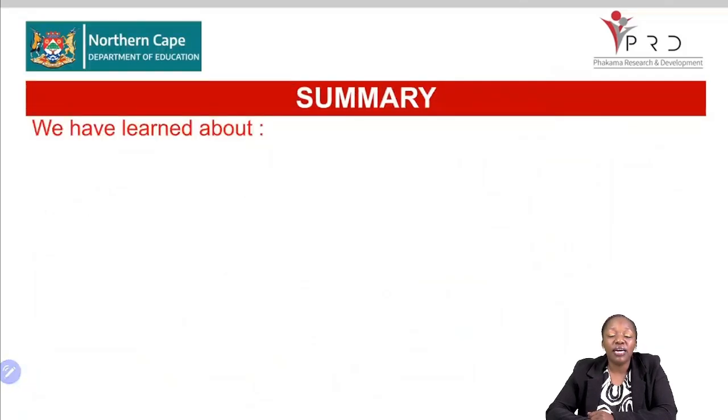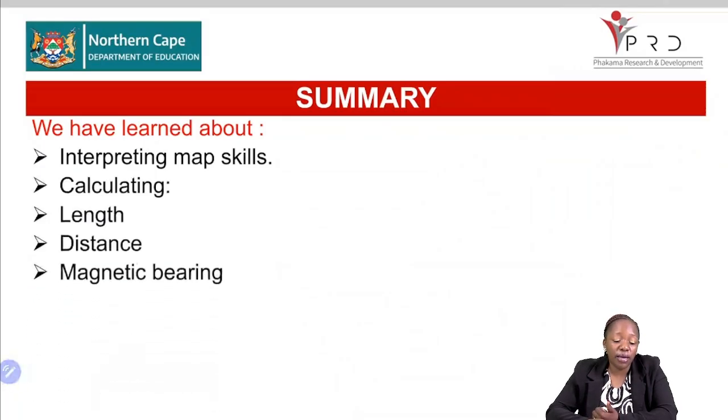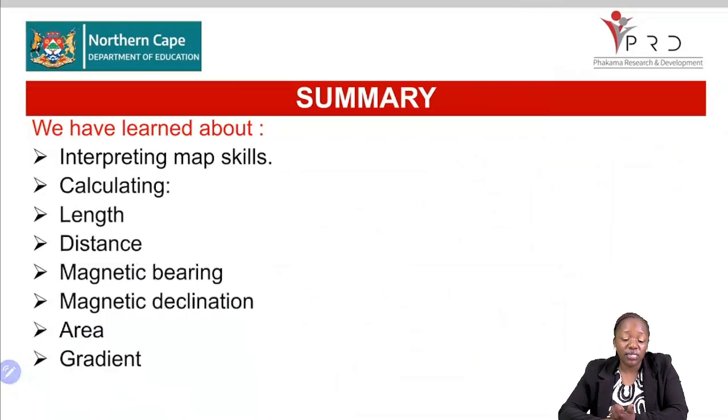Then we need to summarize what we have learned so far. We have learned about interpreting map skills, and we have learned about calculating. In our calculations, we have looked into the length, as we were calculating the length of the river. We have looked into the distance, the magnetic bearing, and the magnetic declination. We have also learned about calculating an area, and then I am going to give you the gradient as well, as we have learned about calculating the gradient.